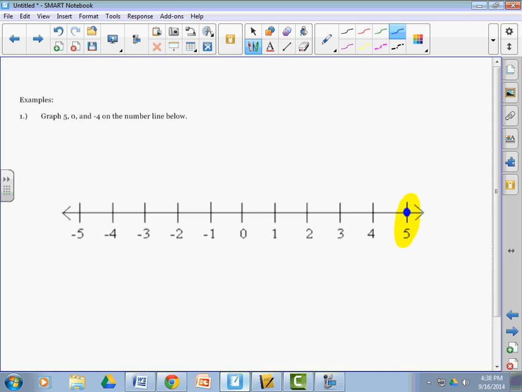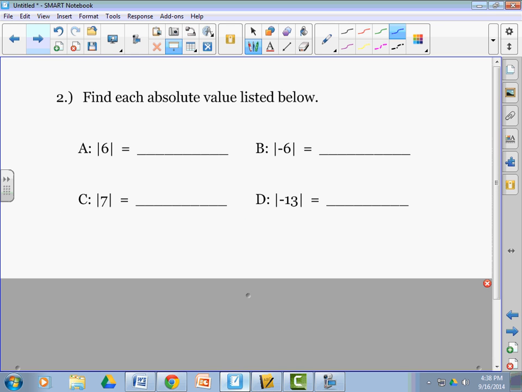Zero, clearly on the number line, would be right there. And -4, we're going left of 0. -4 goes down here. All right, so that's it. And those are just 3 integers. I just wanted to show you, if it asks you to graph it, all you're doing is plotting a point on that number line. Okay, moving ahead.